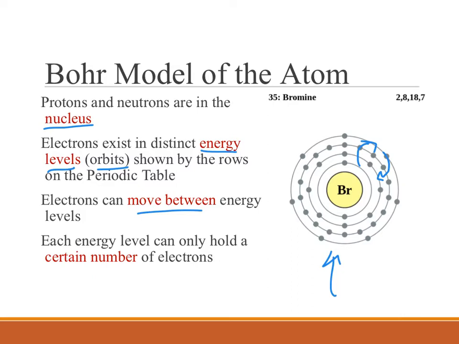Another important part of the Bohr model is that each energy level can only hold a certain number of electrons. So with our example here with bromine, you can see our first energy level only has 2 electrons, whereas the second energy level has 8.